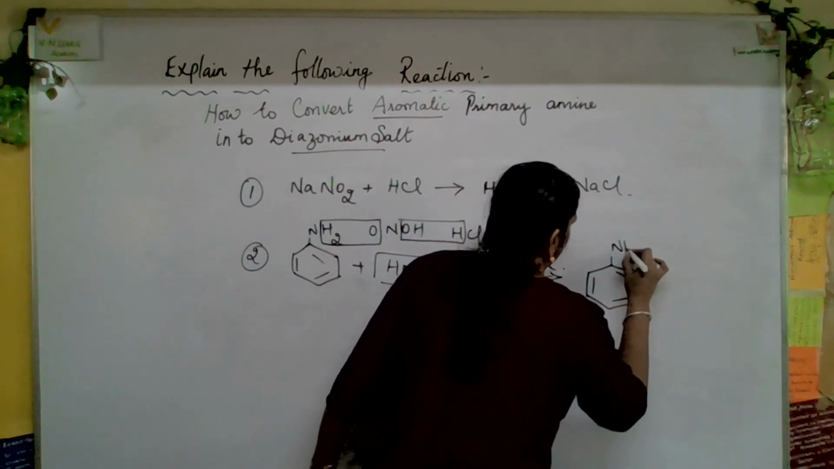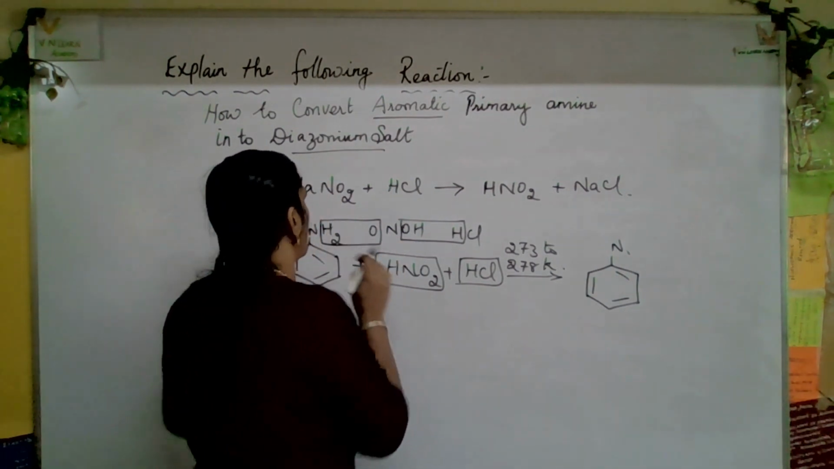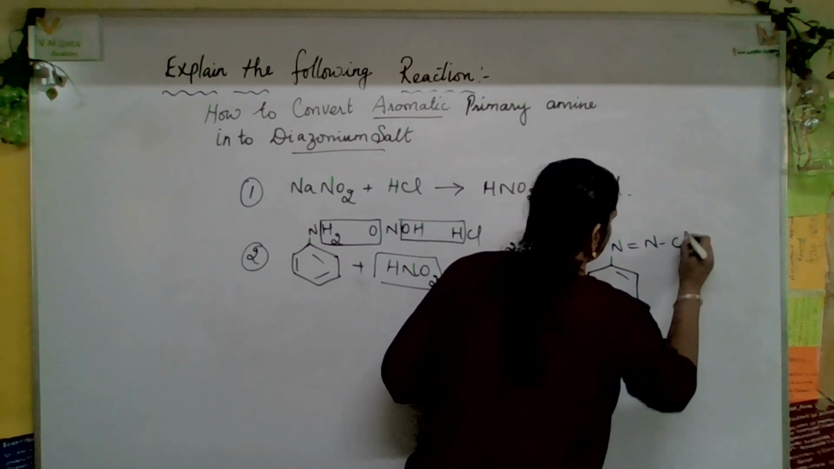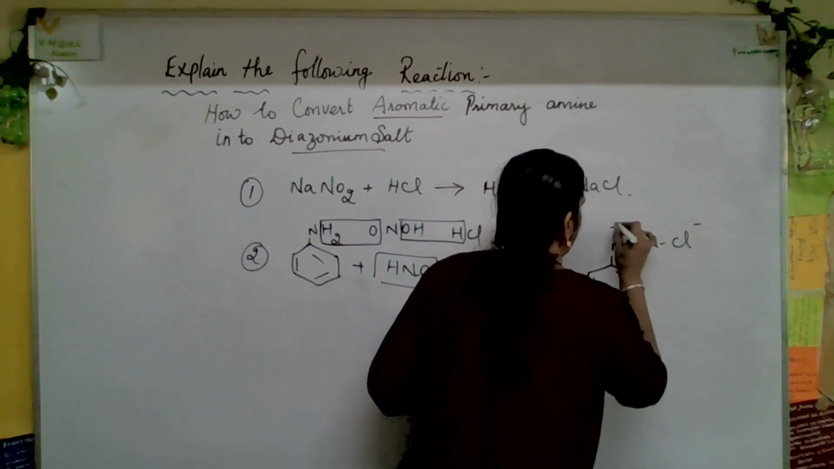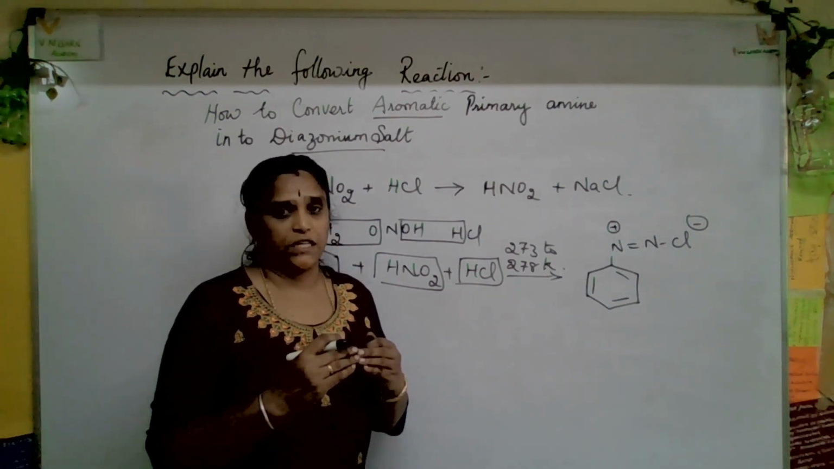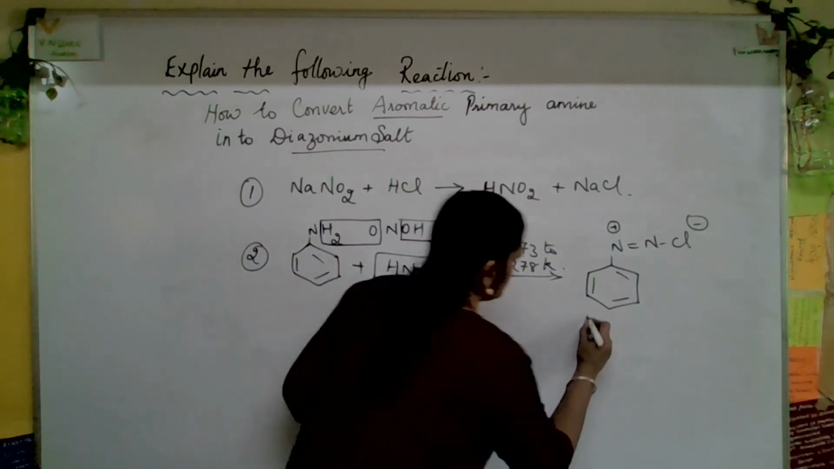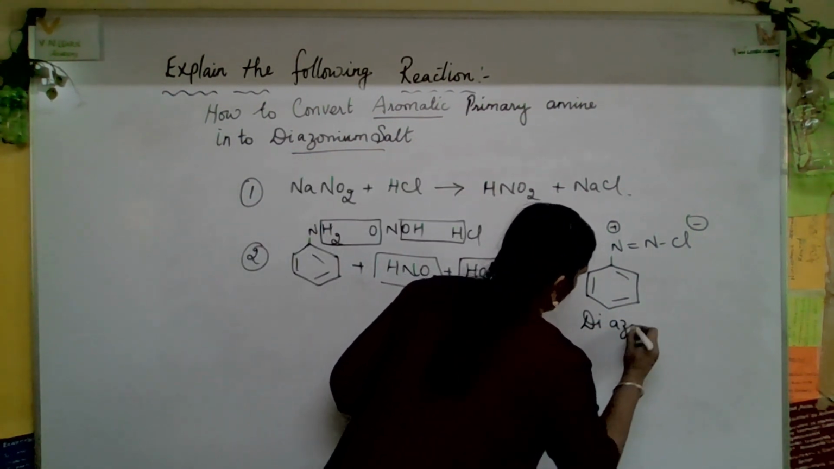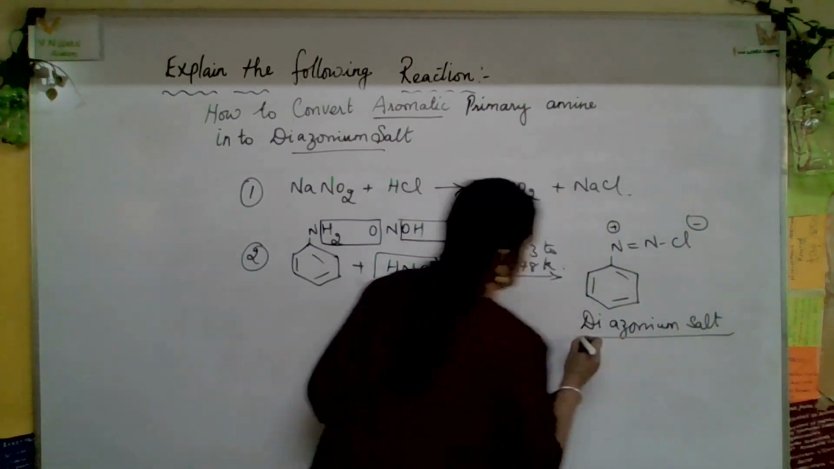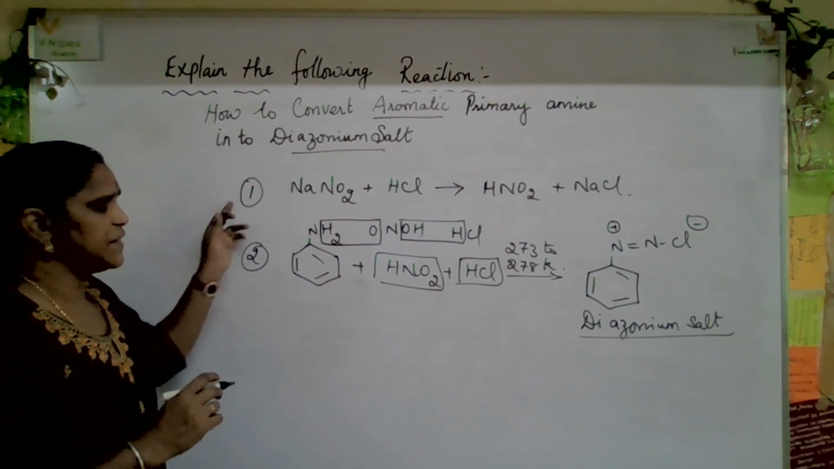Here N double bond, this bond is actually broken now. So here N double bond N and Cl, with plus and minus. So diazonium salt: azo means two things, diazo, di. So this is diazonium salt. This is the way we are preparing this. Hope you're clear with this idea.